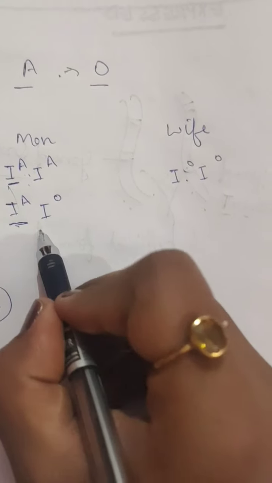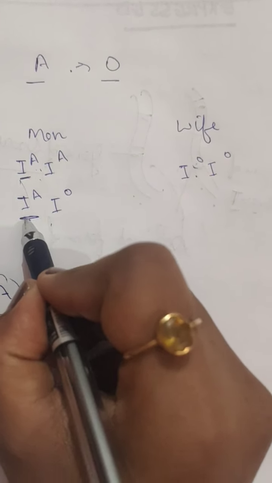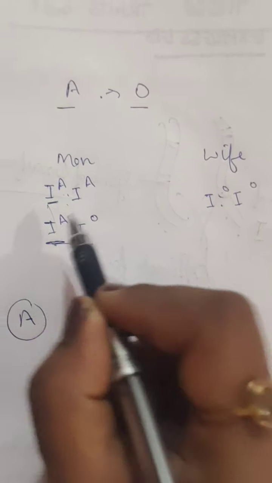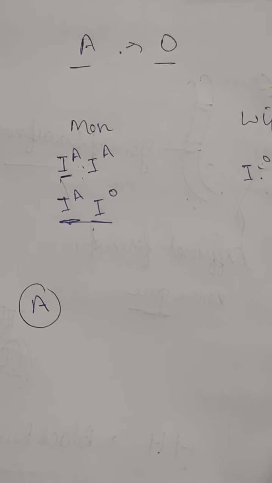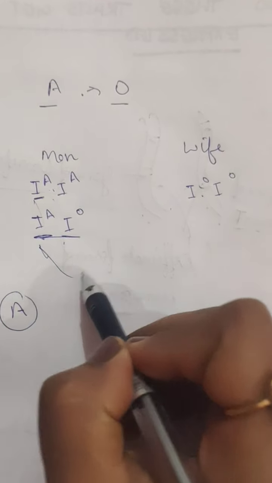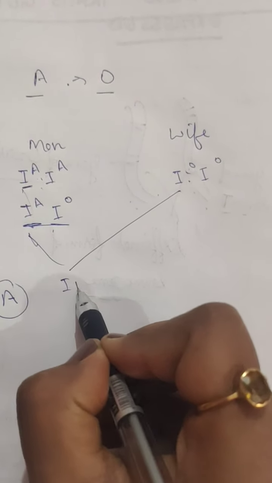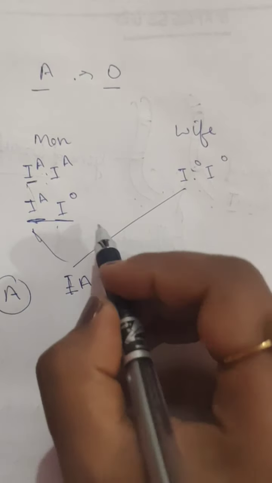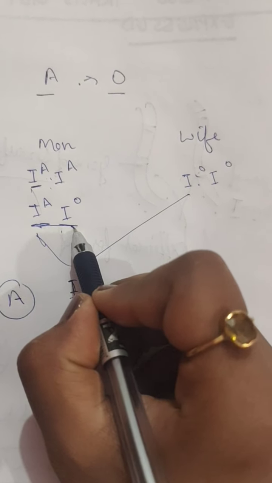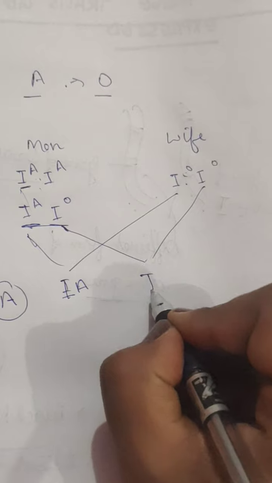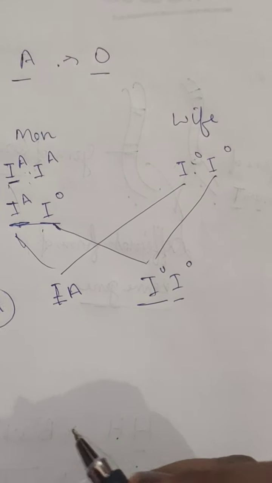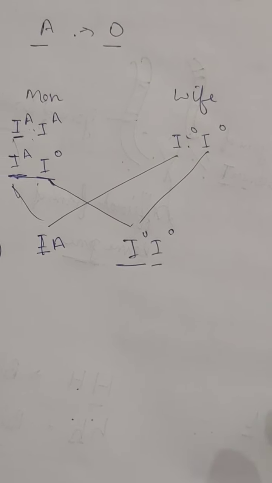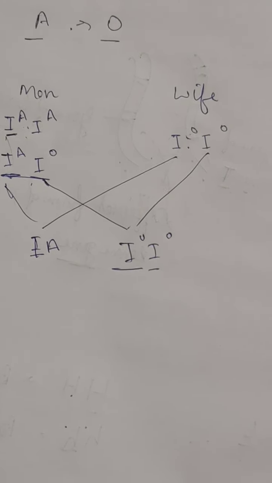But if the man has the IA and IO combination, there will be a 50-50 chance of the child having either blood group A or blood group O, because if IA links with the mother's gene it will form IA and IO, but sometimes it will be IO and IO. In that case, both recessive genes will show the character and the offspring will have blood group O.